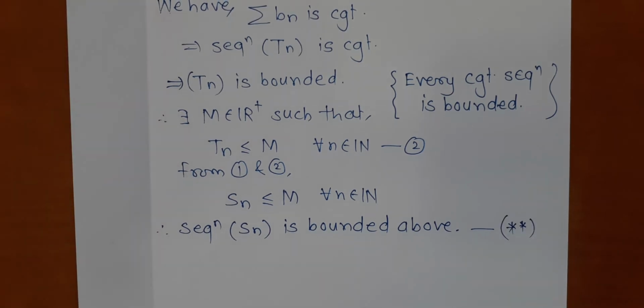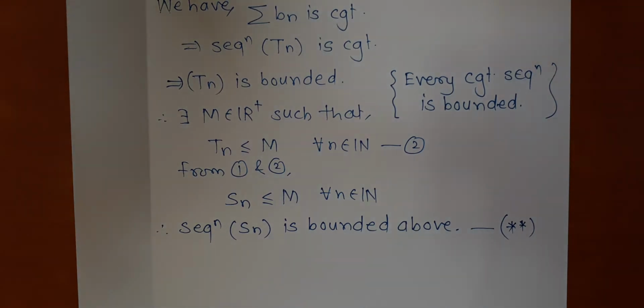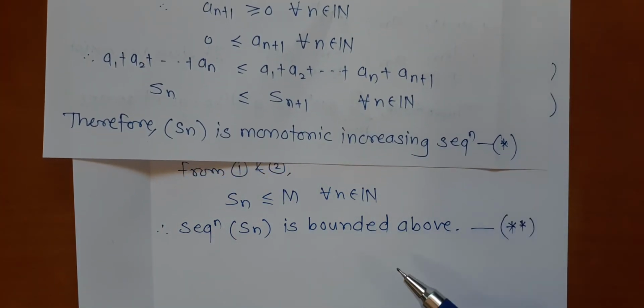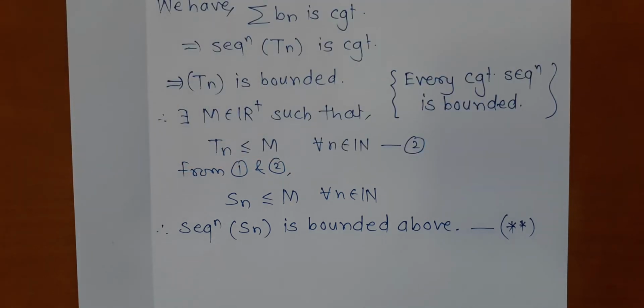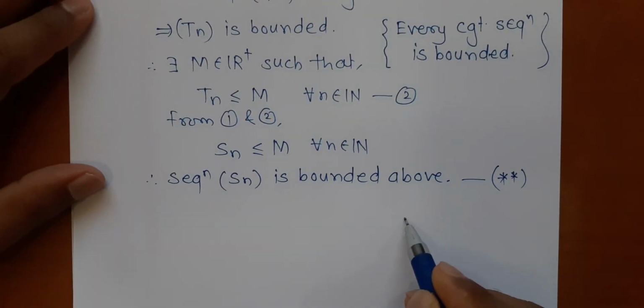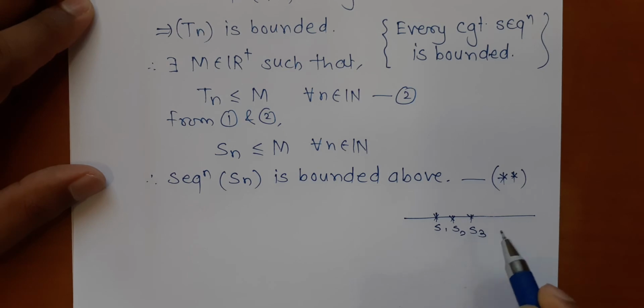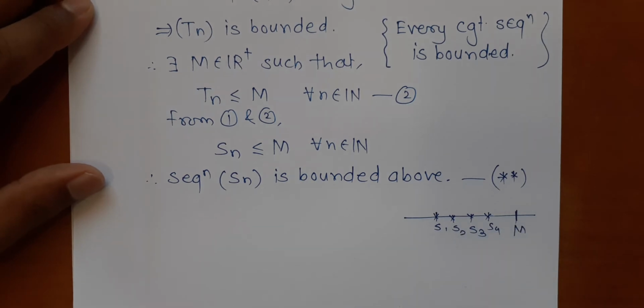In equation star we have seen Sn is a monotonic increasing sequence, and now we are seeing it is bounded above. There is one famous theorem. Suppose this is S1, S2, it is monotonic increasing, that means moving in the right hand direction, but it is bounded by m, so all terms will stop here. Therefore we can say the sequence Sn is convergent.